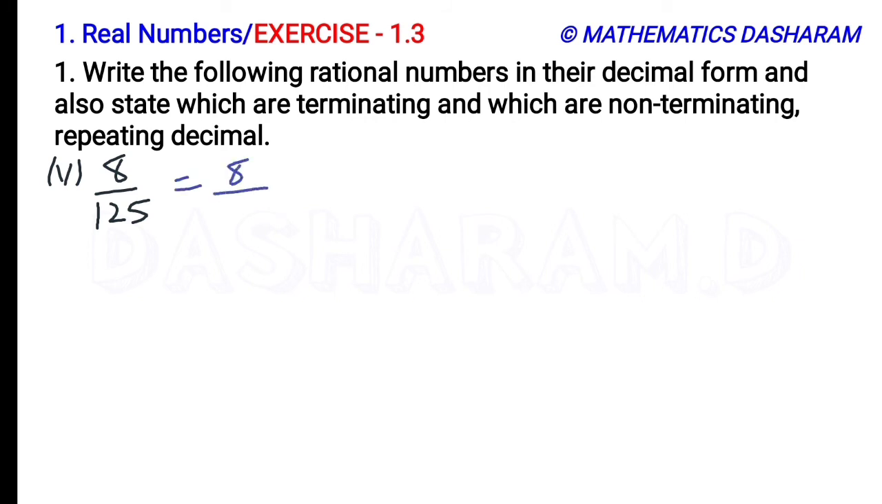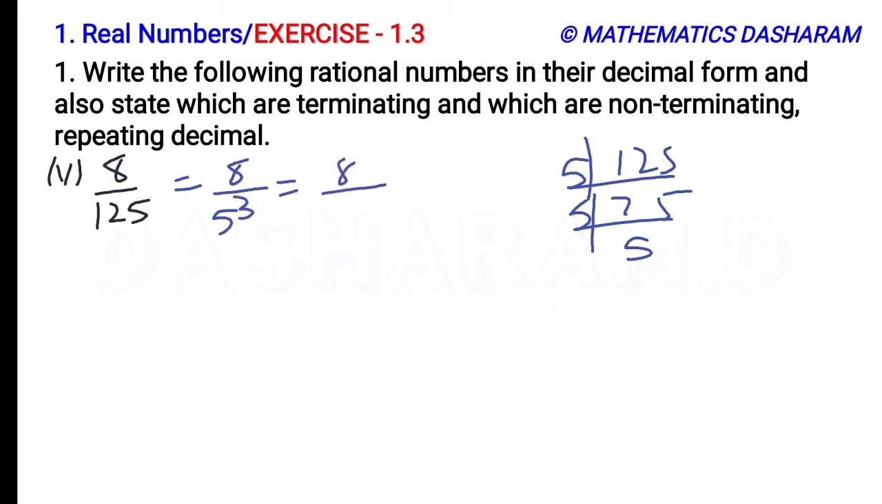Next, fifth question, 8 by 125. So 8 divided by 125, factorization. 5 25s are 125, 5 5s are 25. So then 5 cube. 8 divided by 5 cube, I am writing as 2 power 0 into 5 cube. So it is in the form of 2 to the power of n into 5 to the power of m, where n comma m are non-negative integers. So the given fraction is a terminating decimal.